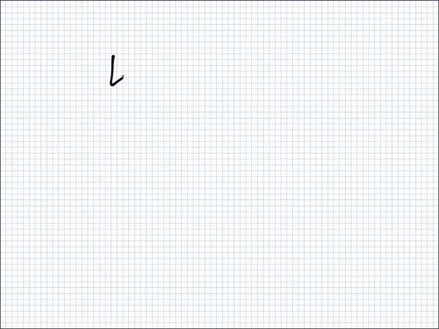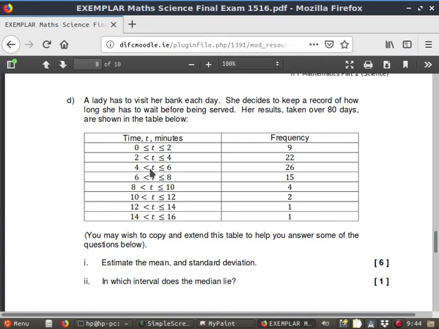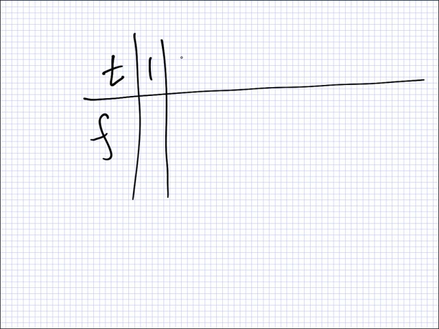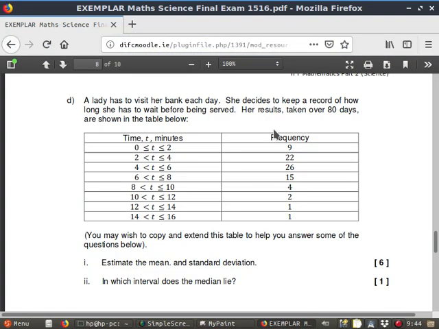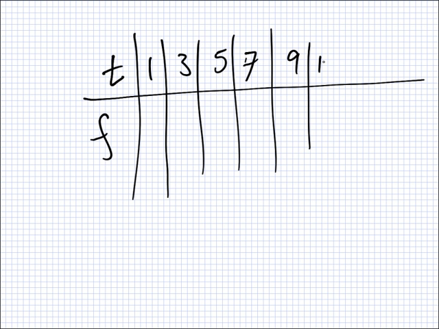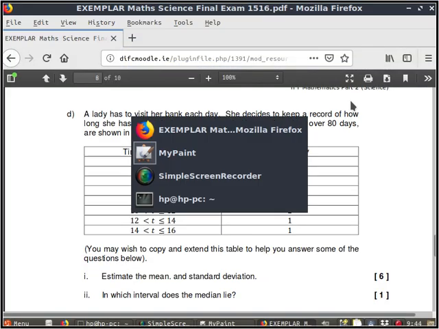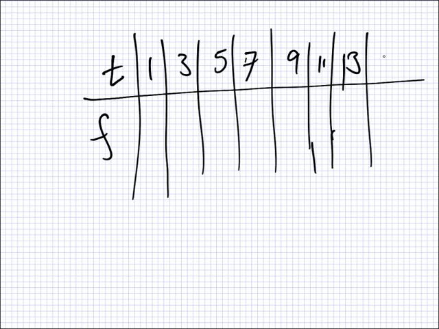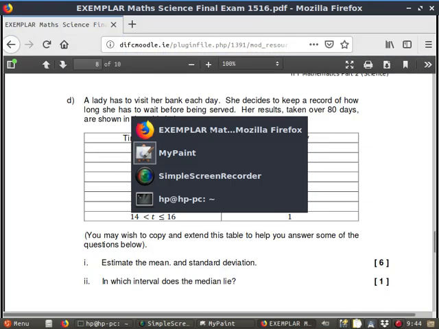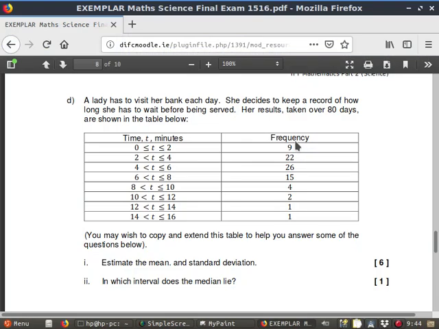Right, so we have time and we have frequency. We need to get the middle points here. So what's the middle of the first one? 1. Yeah, it's 1. 1, 3, 5, 7, 9, 11, 13, and 15. And what are the frequencies? 9, 22, 26, 15, and 4, and 2, is it? 2, 1, 1.